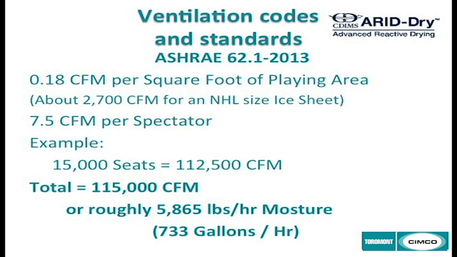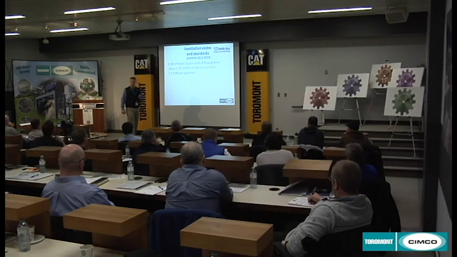It's mandated. I don't know what code you follow, but generally engineers and inspectors follow a code laid down by ASHRAE. It's the 62.1 ventilation code. Its most recent rev is the 2013 version. And what that code says is that you need to bring in 0.18 CFM per square foot of play surface, so that's your ice sheet. That works out to about 2,700 CFM. Or if we think about what that means in terms of moisture content, that's about 18 gallons of water per hour coming in.